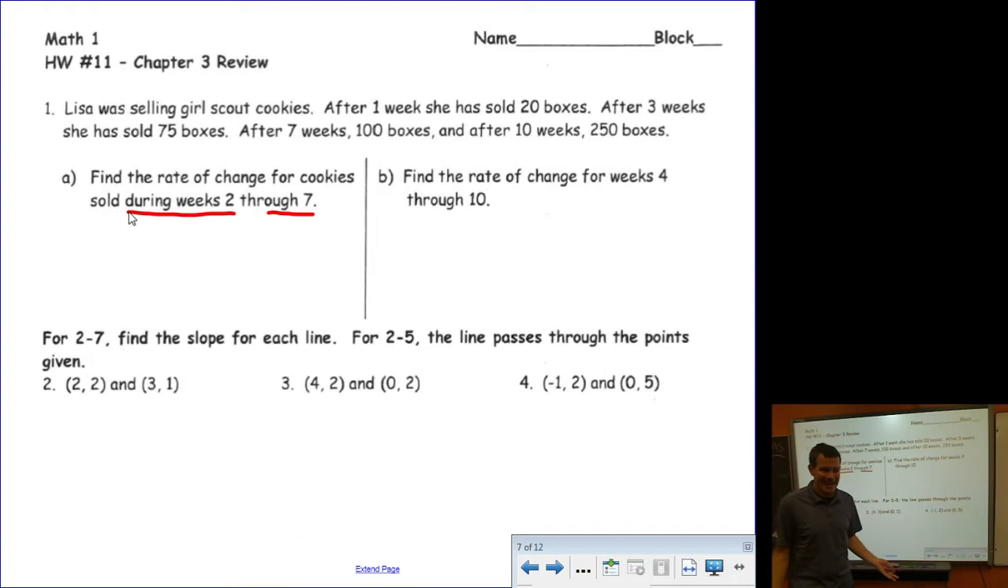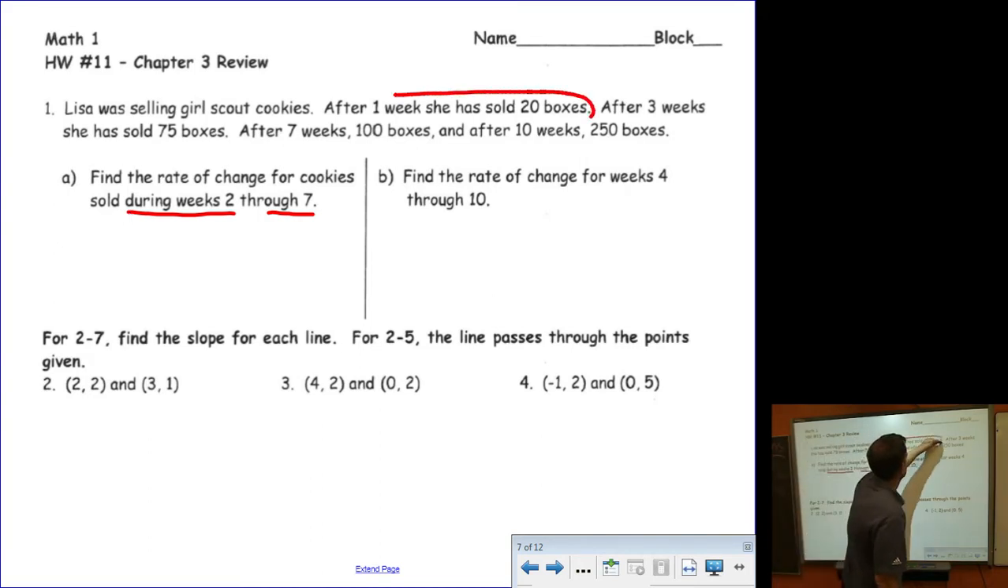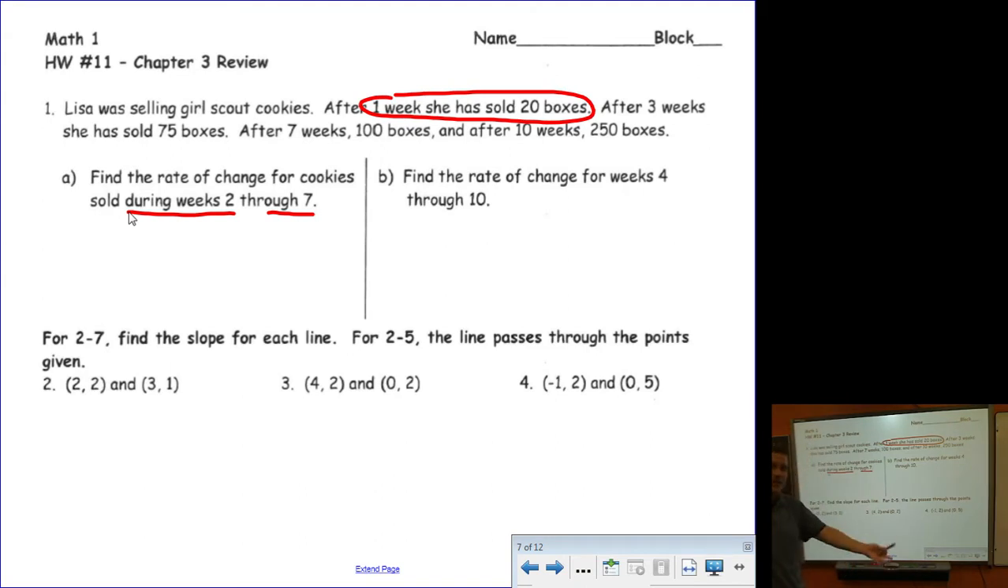So I interpret that as I want to start with how many cookies she sold at the end of week 1, which is right here. So going into week 2, she had sold 20 boxes. All right, so then she sold some in week 2, week 3, week 4, week 5, week 6, and week 7. And after week 7, she had sold 100 boxes. So to me, that's what we're looking at. We're looking at 80 boxes she sold, right? I know there's no week 2 up here, which makes it seem kind of difficult.